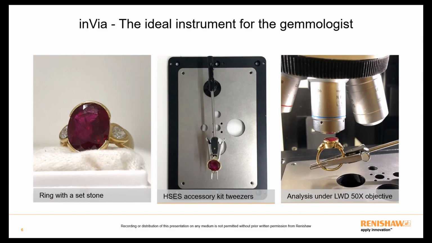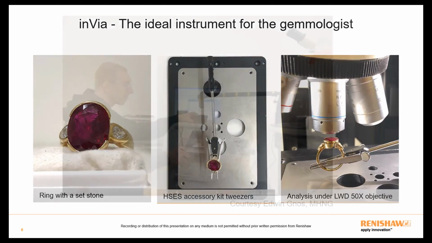Regardless of the sample, we've thought about how it can be held in place in an easy way. Keeping the sample immobilized is important for the analysis to ensure the spectral data comes from exactly the point you want. Here we've got a stone set within a ring. This is held in place using an accessory kit. This is a really flexible approach for a large range of sample types.